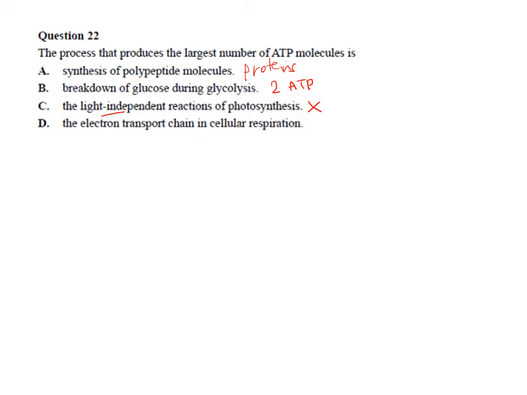D, the electron transport chain in cellular respiration, which we have just looked at, and we said that between 32 and 34 ATP are produced in this stage. So both B and D produce ATP, but the majority is made in the electron transport chain. Okay, so that is the process that produces the largest number of ATP molecules.